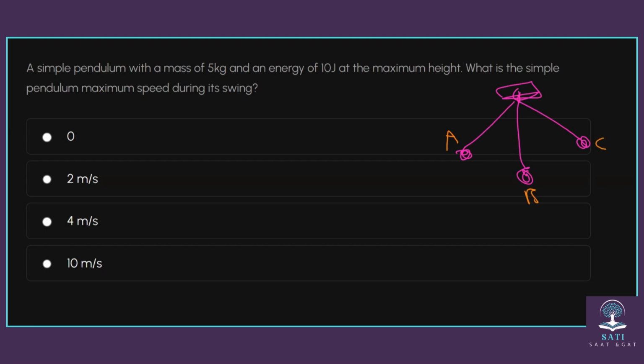At A and C, potential energy is the maximum, while kinetic energy is 0. So they are asking about the energy at the maximum height. At the maximum height, what type of energy? It's potential energy. So the potential energy at the maximum height is 10 joules.